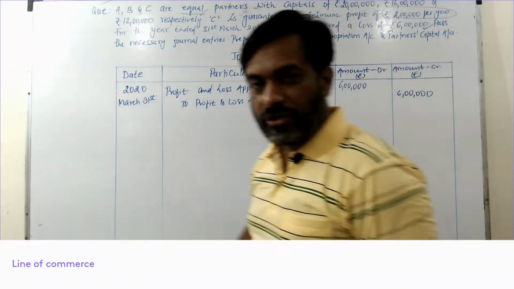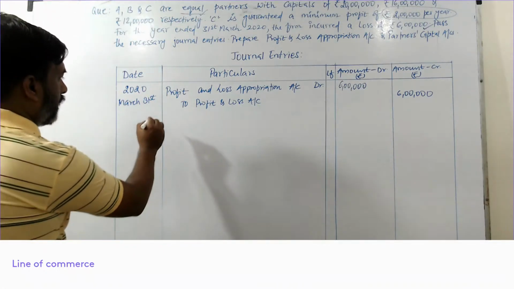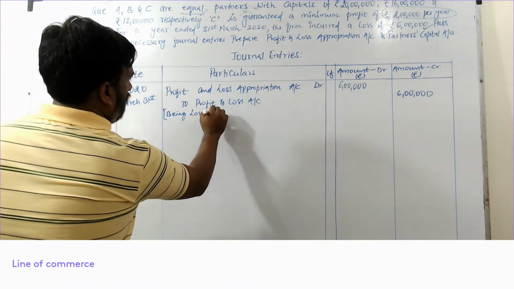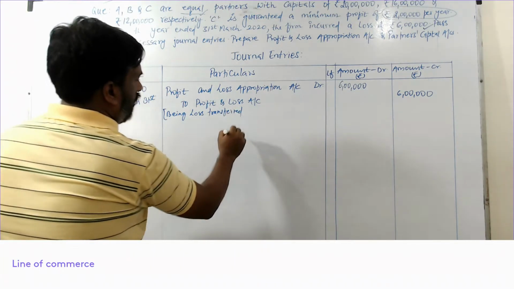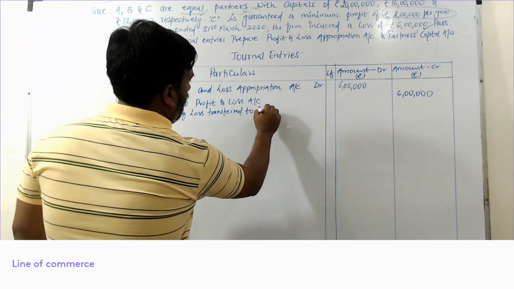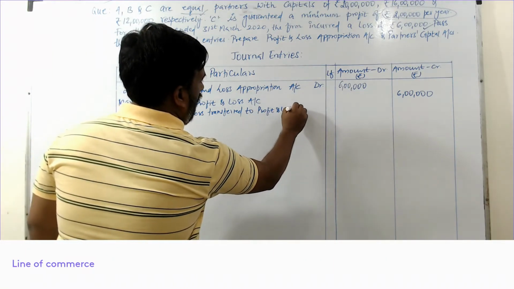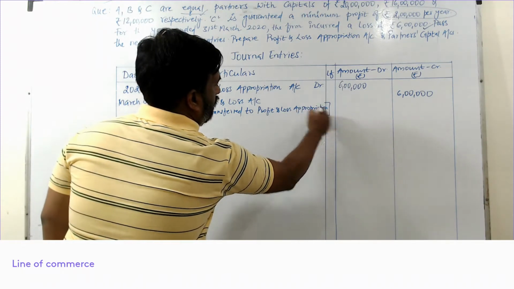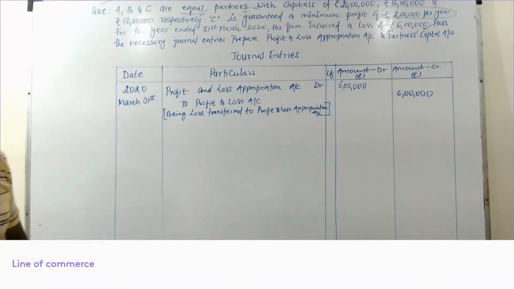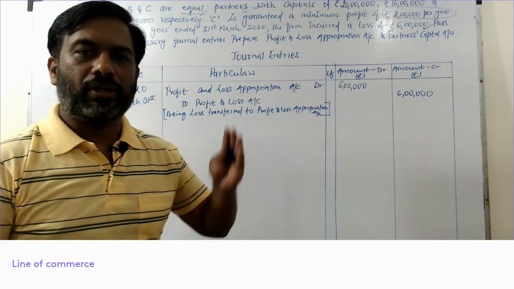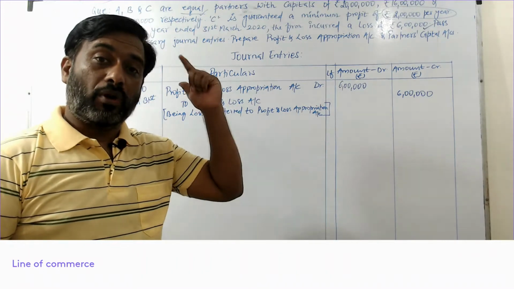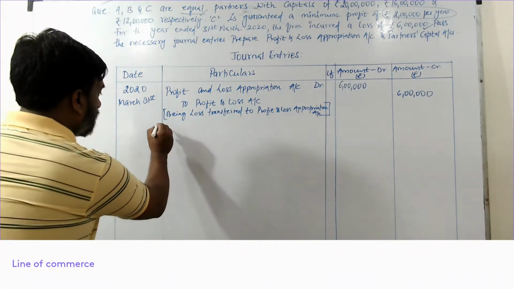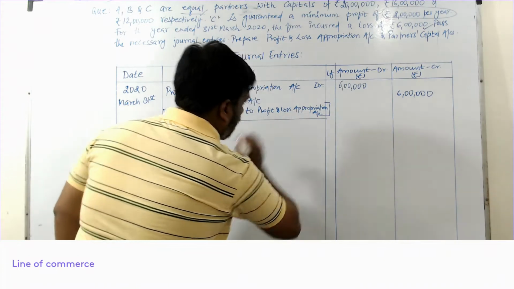Let us write the narration. The narration will be: being loss transferred to profit and loss appropriation account. Okay, so our first entry is done. We transferred our loss from the profit and loss account to profit and loss appropriation account. Let us close this entry with one line here.